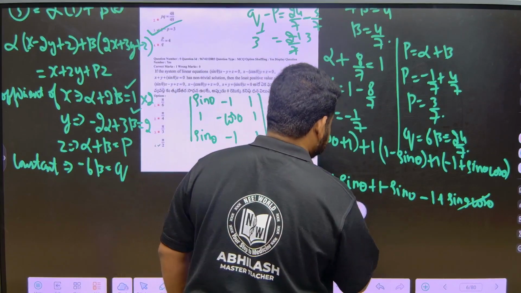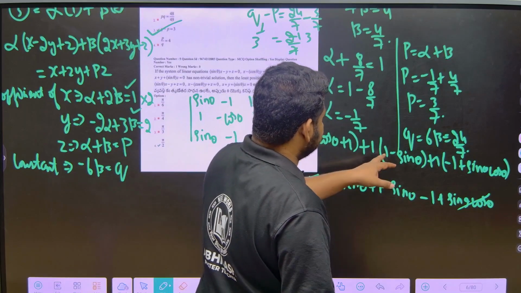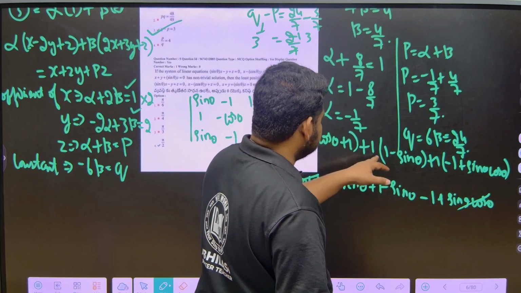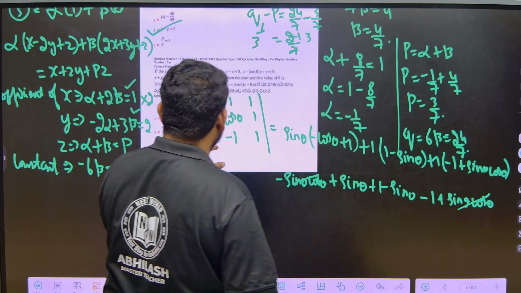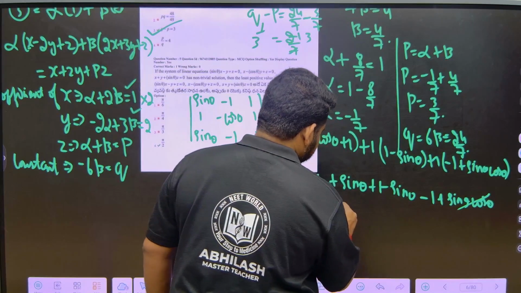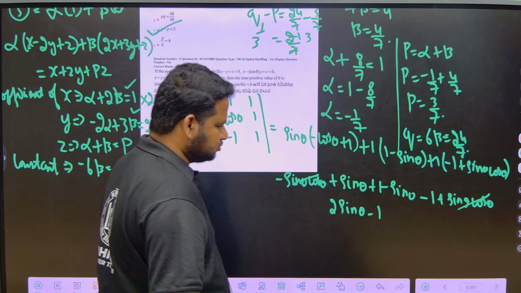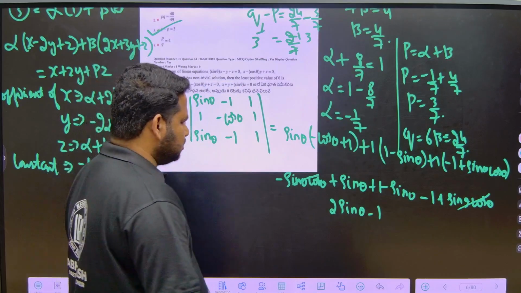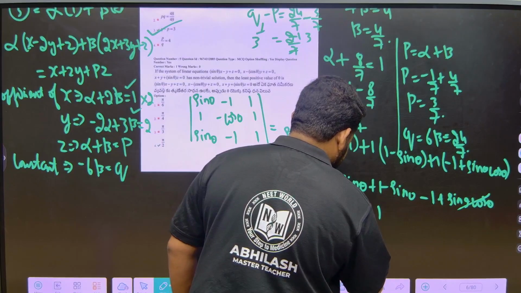This I will get as 2 sin theta. I will get it as 1 minus sin theta, this is sin theta cos theta, 1 minus sin theta minus plus 1. Now we will have 2 sin theta minus 1, 2 sin theta minus 1. So on further simplifying, I will get it as cos theta.